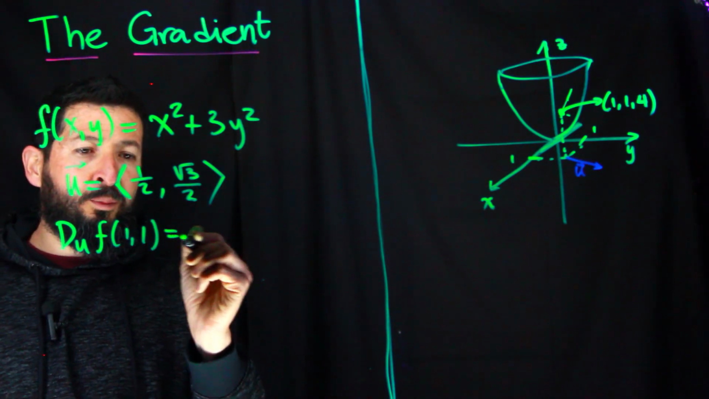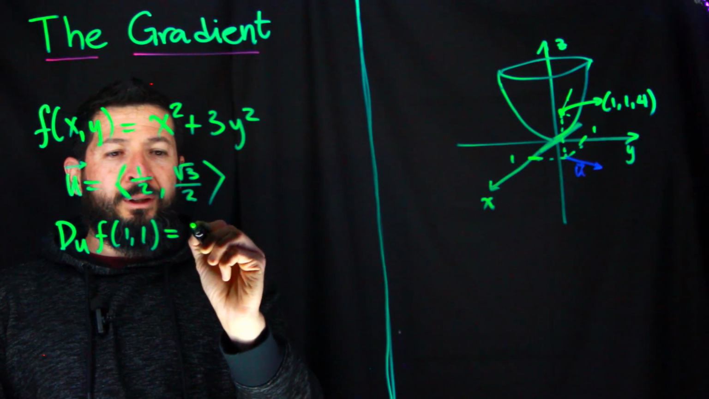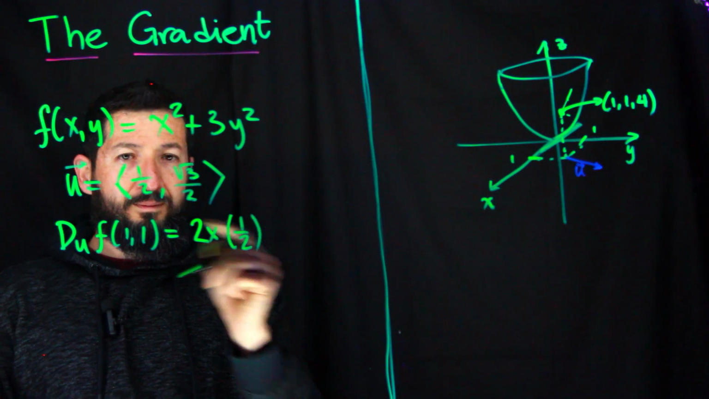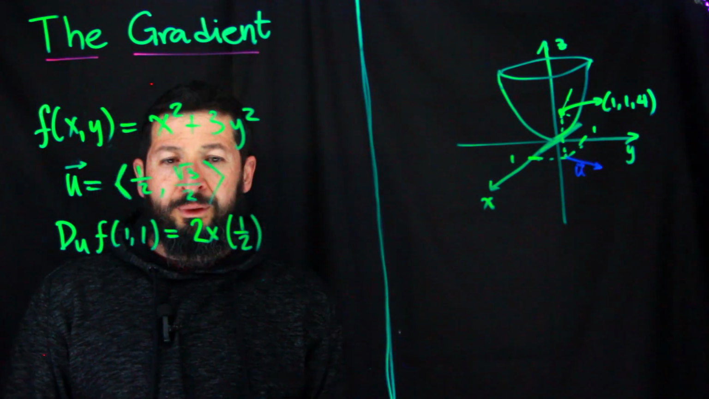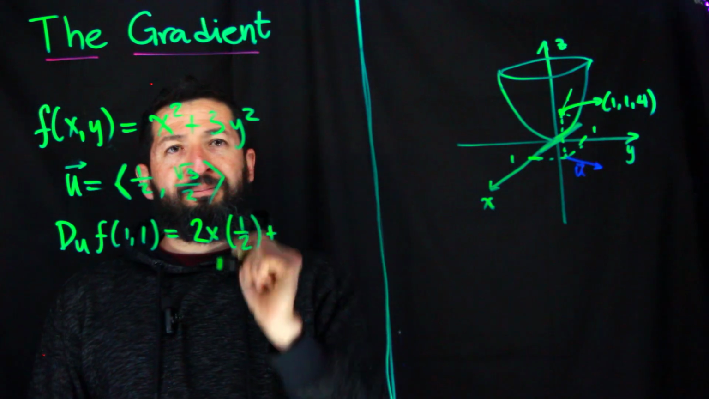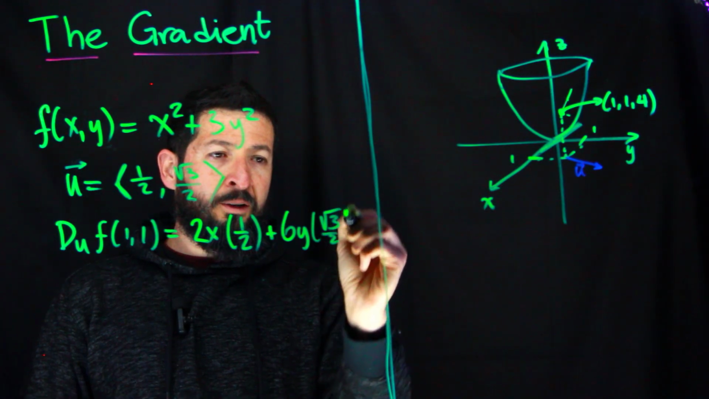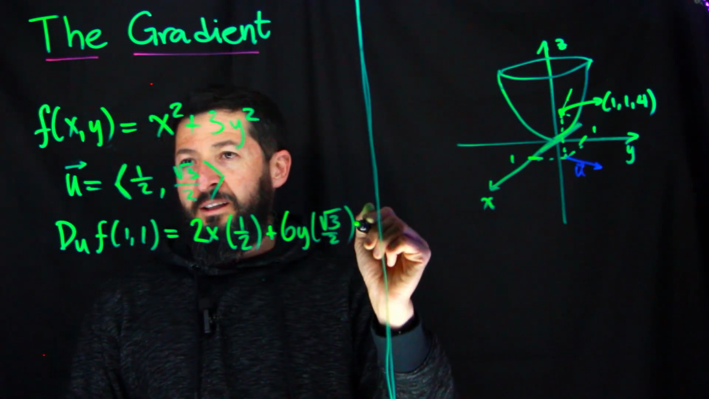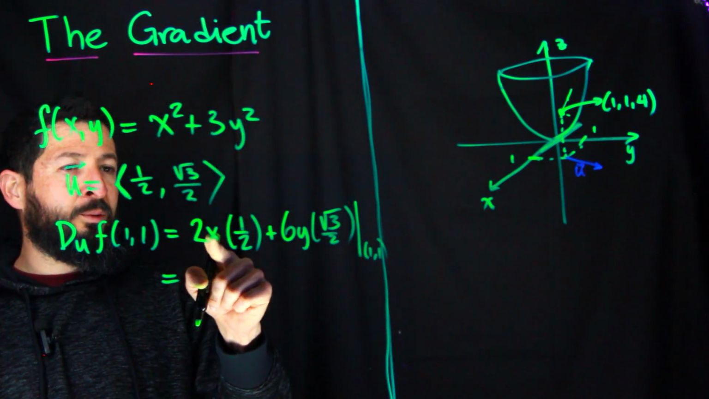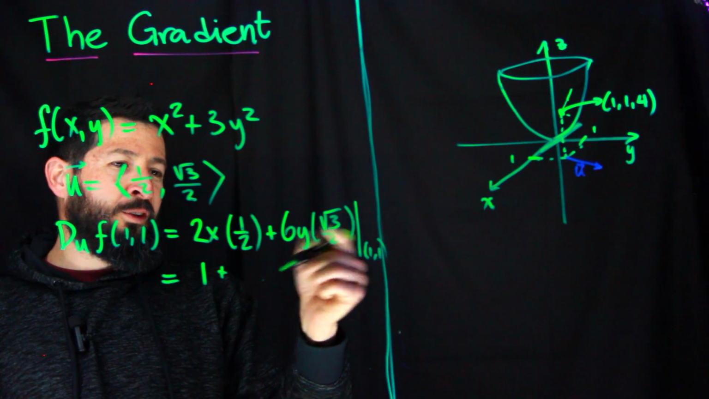direction of u. It is just going to be equal to the partial of f with respect to x, which is 2x, times the cosine of the angle, or the first entry of the vector, if you will, plus the partial derivative with respect to y, which is 6y, times the square root of 3 over 2. All of that is evaluated at the point (1, 1). When you evaluate at 1, you get 2 times 1 divided by 2, which is 1, plus 2 times 6 divided by 2, so 6 square root of 3.